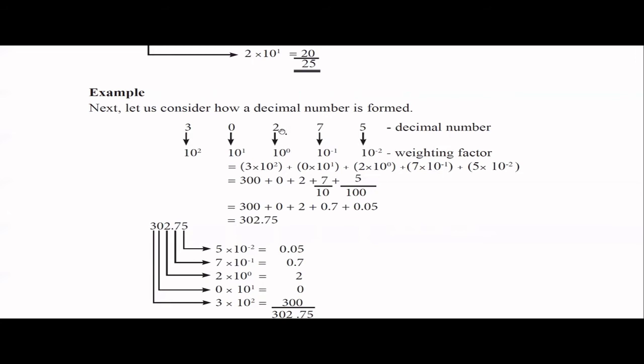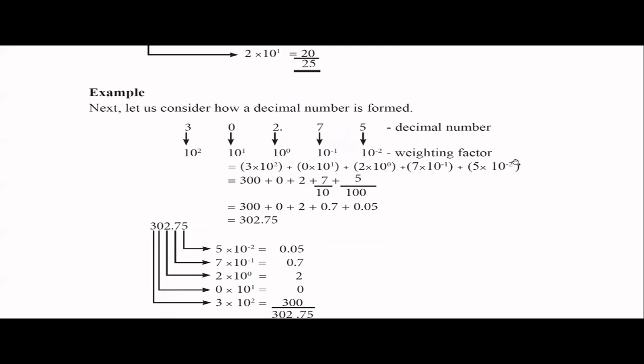Because from this decimal point onwards to the left side, it's 10 to the power 0, 10 to the power 1, 10 to the power 2. So 2 into 10 to the power 0 means 2 into 1, which is 2. And here it is 7 into 10 to the power minus 1. That means 7 should be multiplied by 1 over 10. So 7 into 1 divided by 10 is 7 divided by 10. That means 0.7. Understood?